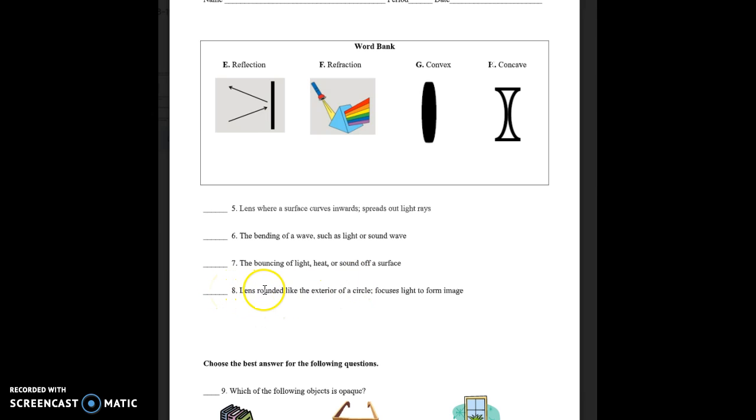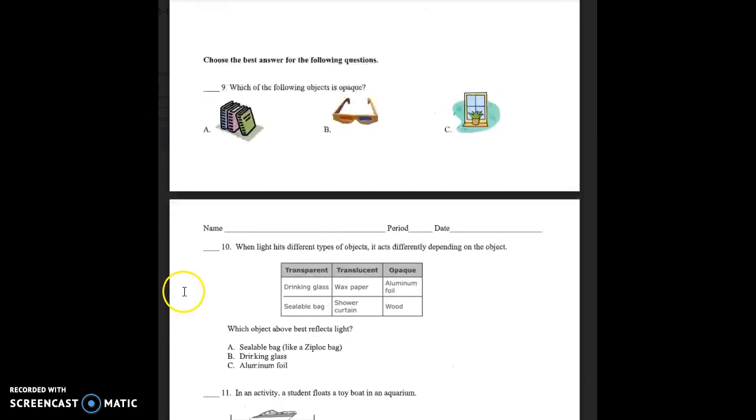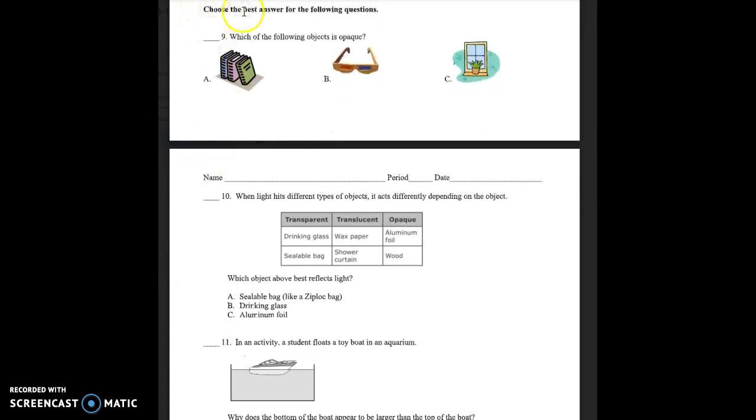Number 8. Lens rounded like the exterior of a circle, focuses light to form image. Choose the best answer for the following questions. Number 9. Which of the following objects is opaque? A. B. C.